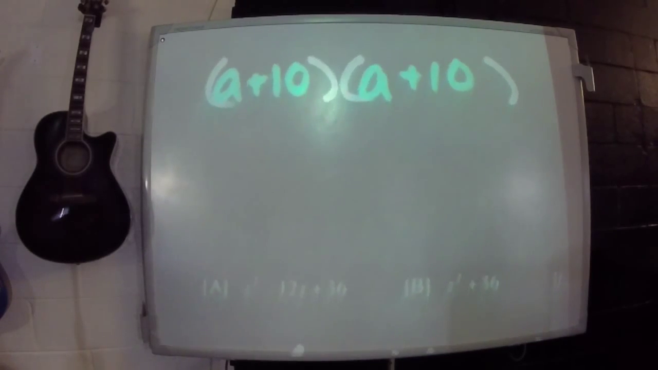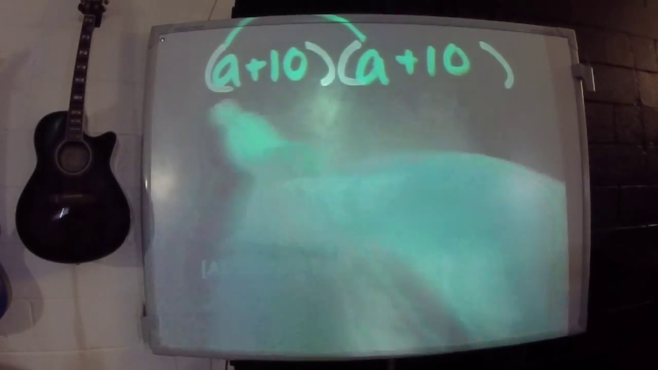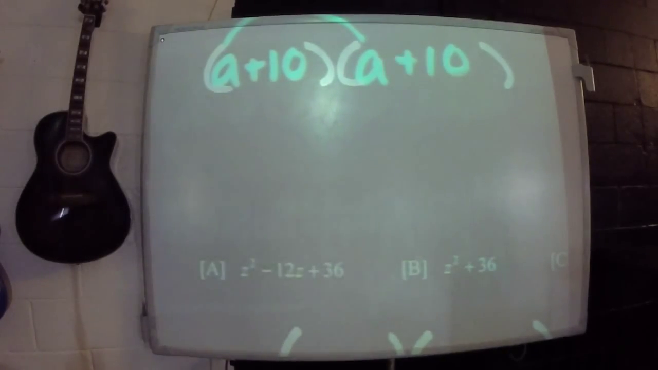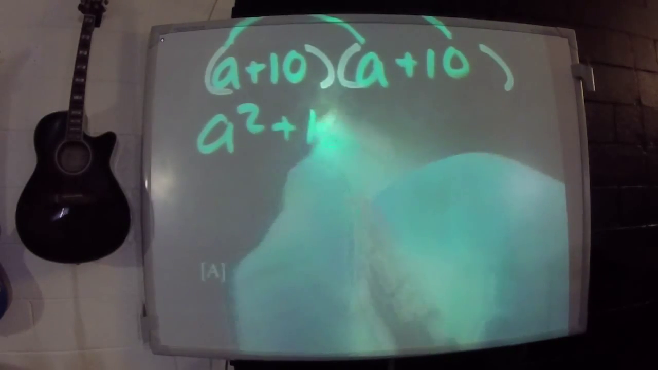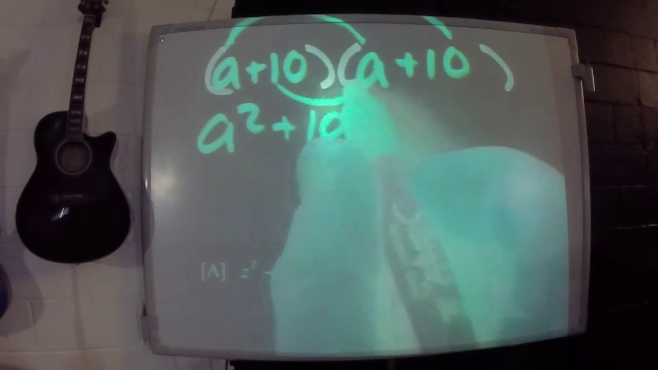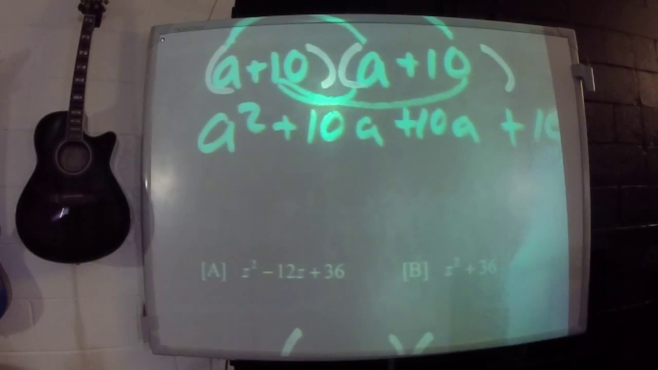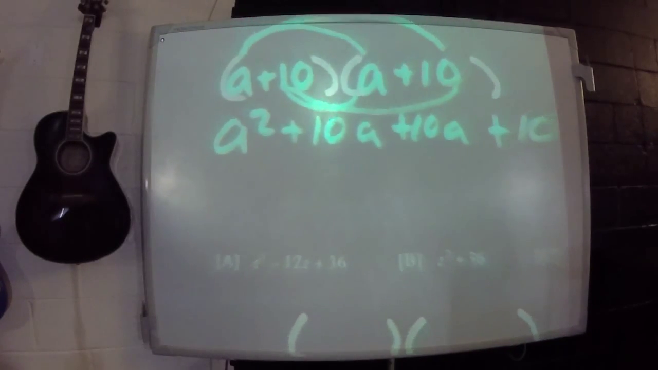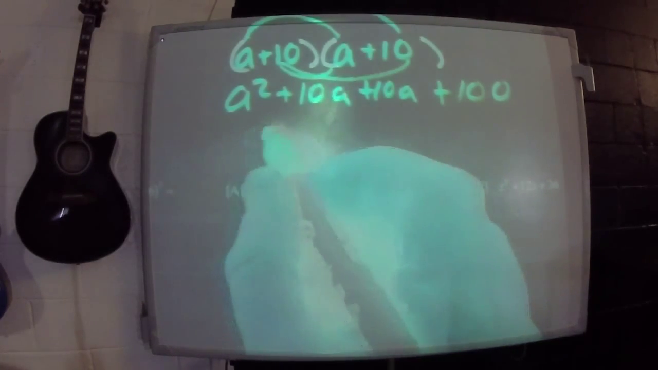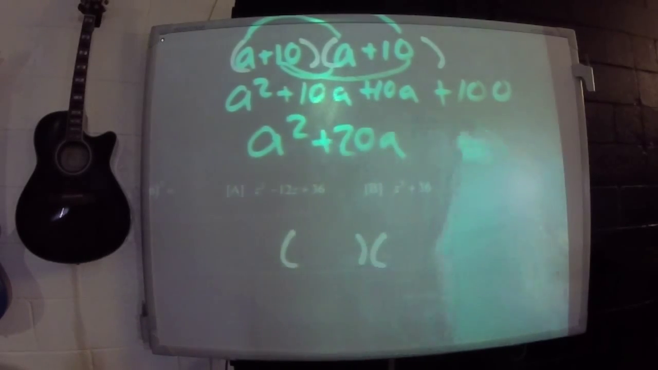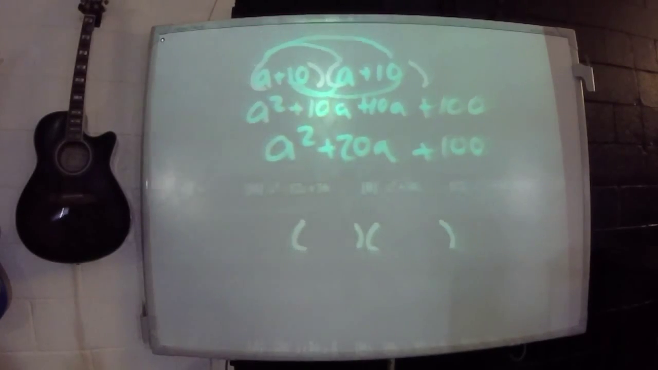And then let's FOIL it out. What's my F going to give me? A squared. Then our O gives us 10a. Our I gives us another 10a. And then our L gives us what? 100. Put your O and I together if you can, which you can. 10 plus 10 is 20, so plus 20a in the middle, plus 100. And that's it. Do you see that as an answer choice? C. Going with C.